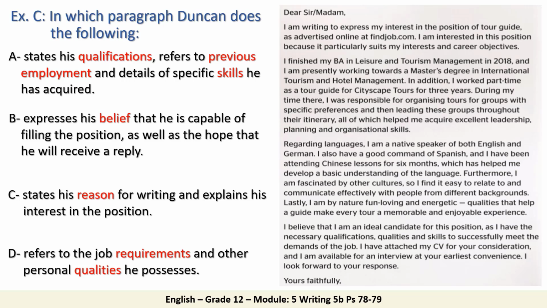In exercise C, you are given vacant boxes beside the 4 statements on page 78. You will write the number of the paragraph in which Duncan does the following. So take 1 minute, do the exercise, and then let's discuss it. Now, are you ready? Okay.